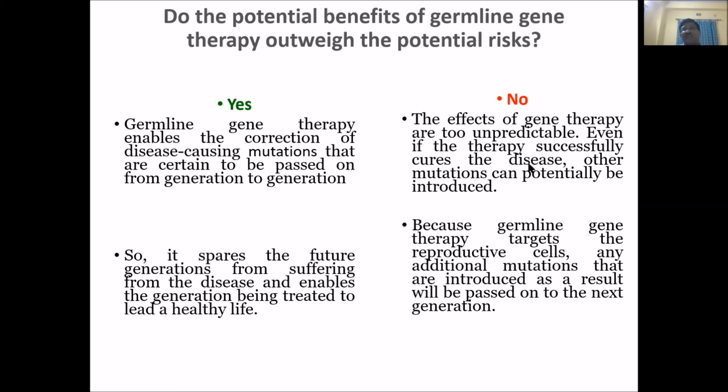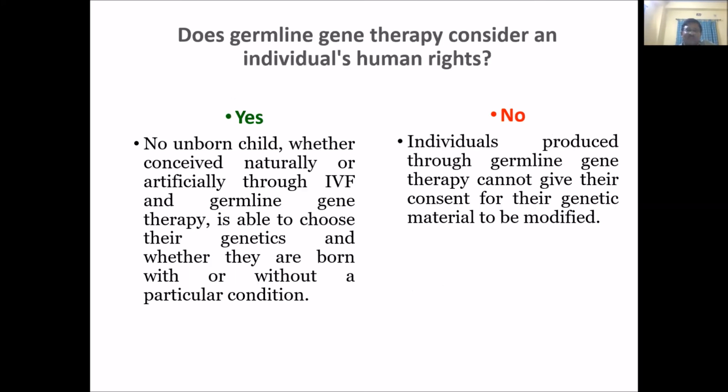But what are the disadvantages? The effects of gene therapy are too unpredictable. We have learned that from yesterday. Even if the therapy successfully cures the disease, other mutations, for example insertional mutations, can occur, and then they will be propagated from generation to generation also. So by a small mistake, you are going to create a generation of human beings who will carry the induced insertional mutations for a long, long time.